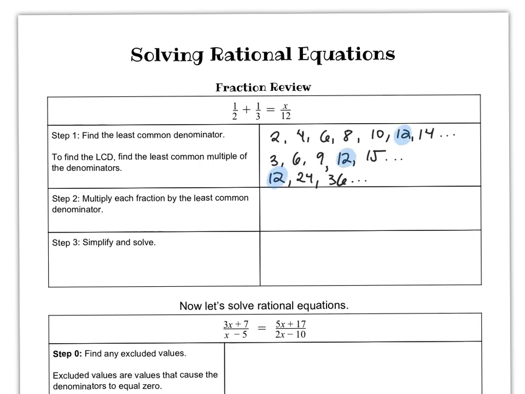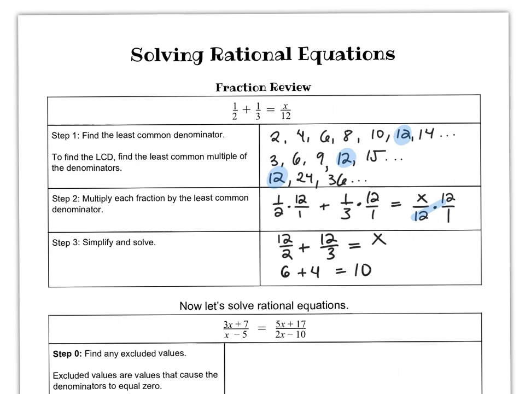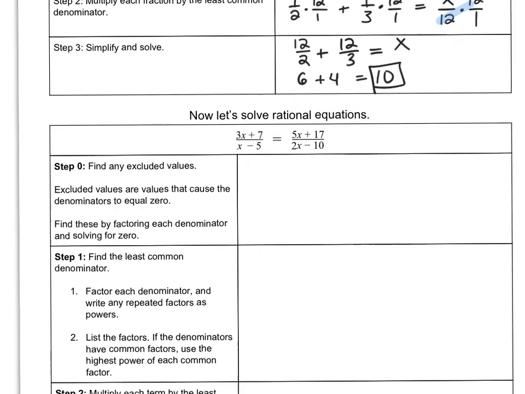And that's going to be 12. So 12 is going to be my least common denominator. So let me multiply each fraction now by 12. There we go. So I've multiplied each term by 12, and I can simplify this a little bit now. So I'd have 12 over 2 plus 12 over 3 equals just x, because these two 12s are going to cancel out, right? They make a 1. Okay, so 12 over 2 is 6, and 12 over 3 is 4, and 6 plus 4 is 10. So x is 10. Now let's use those same steps to solve rational equations.